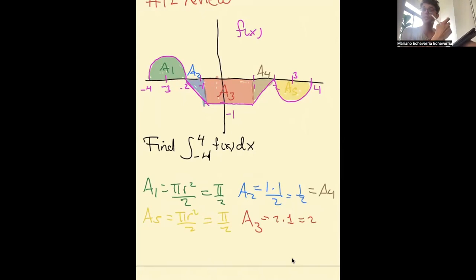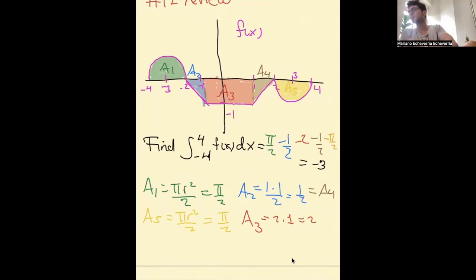And then the integral is the net area. So you just have to remember that it's all these areas with the appropriate signs. The green one, because it's above the x-axis, is positive. The blue one, because it's below the x-axis, is negative. The red one is also negative because it's below the x-axis. The same goes for the brown one, and the yellow one. So you see, the ones with pi cancel out, and you just end up with -3.